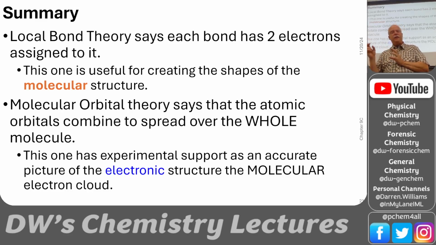Local bond theory says each bond has 2 electrons assigned to it, and it's useful for creating the shapes in the molecular structure. So we're going to keep that theory for our molecular structure. But molecular orbital theory says the atomic orbitals combine and spread over the whole molecule, and this one has more experimental support. So anytime we're talking about the structure of the electron cloud, we want to talk about molecular orbital theory.